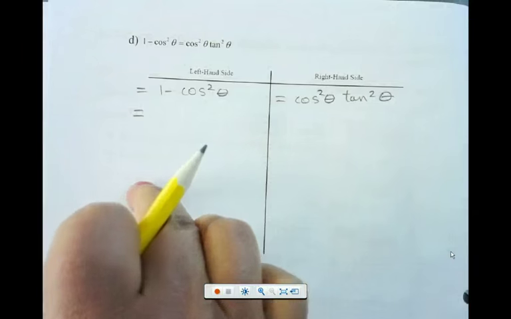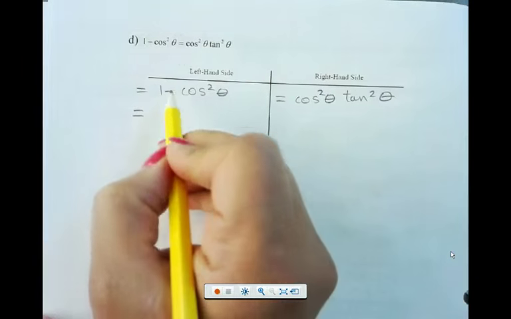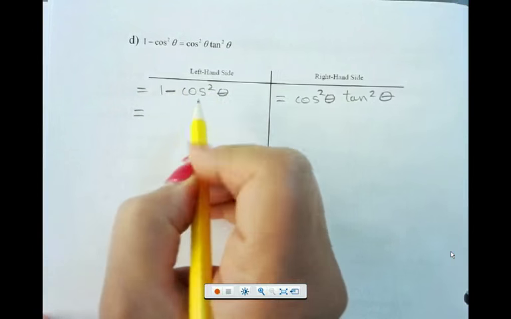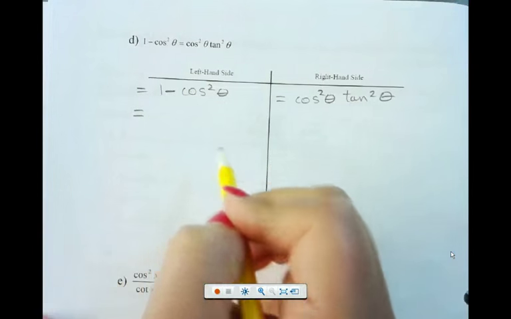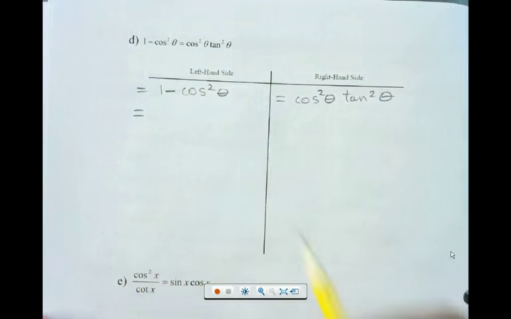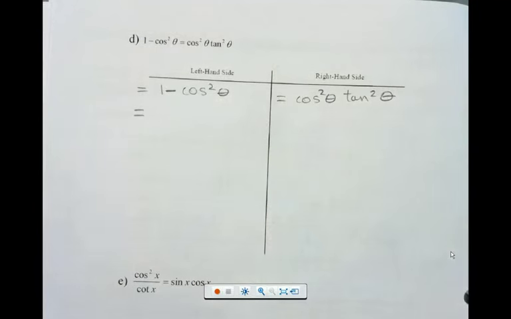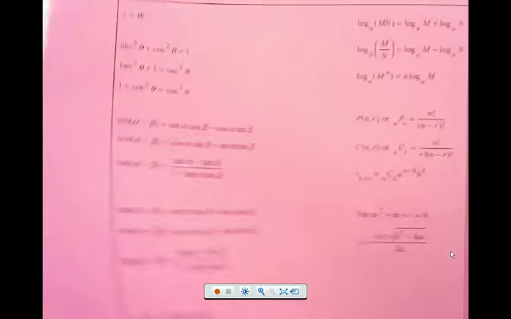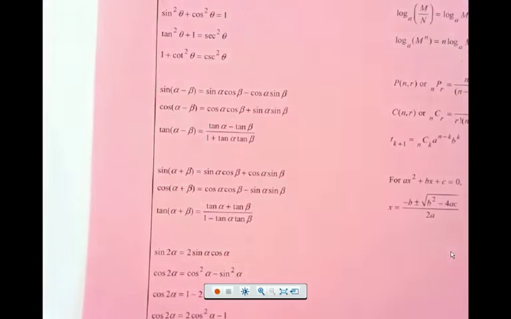Okay, let's do it and you'll see what I mean. So how can I alter 1 minus cos squared theta? What I need to do is have my formula sheet in hand so that I can be aware of the identities that are around. So, 1 minus cos squared theta.